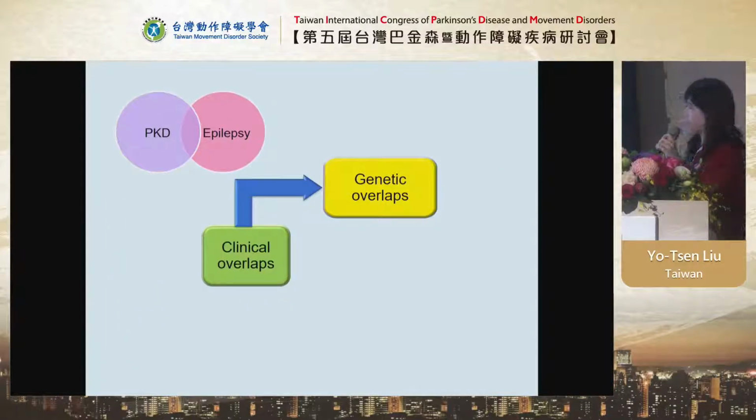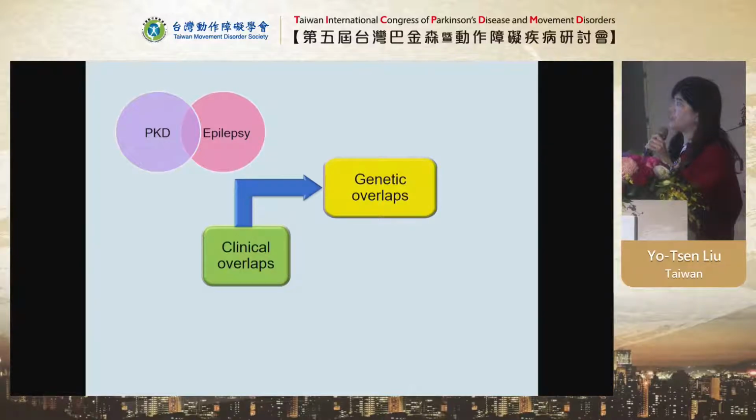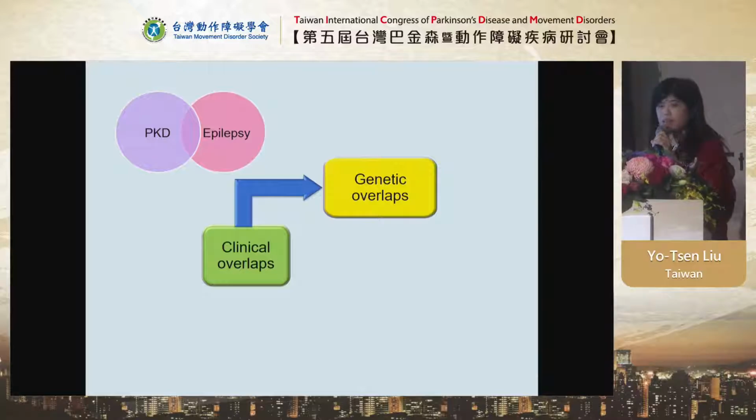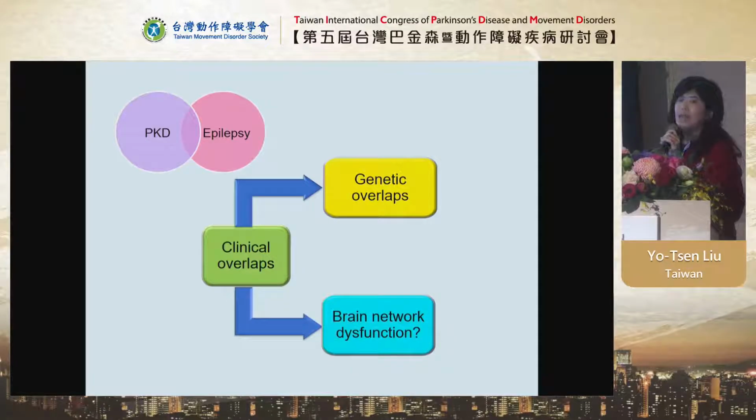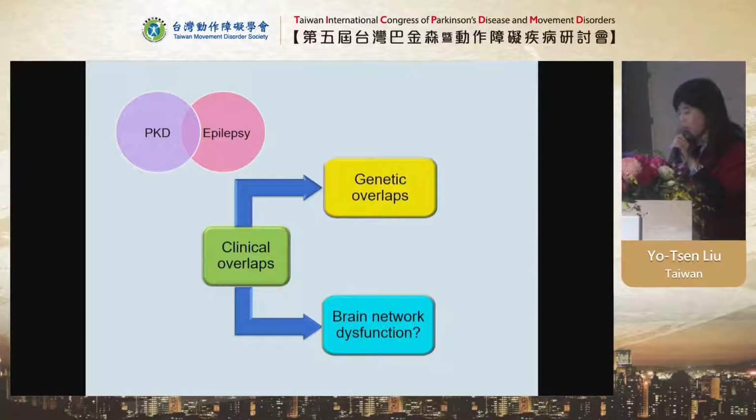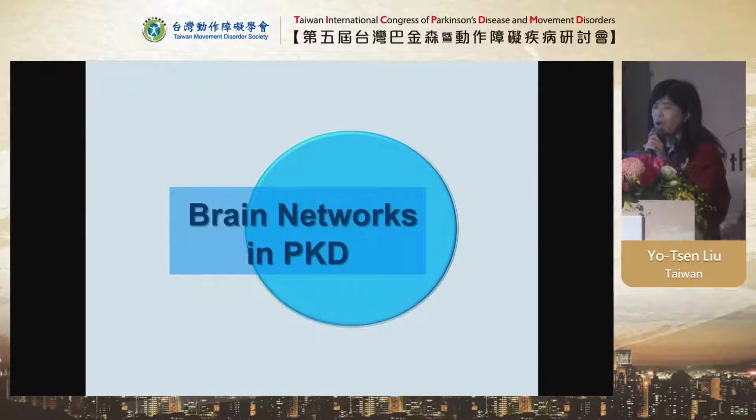Since we now know that PKD and epilepsy have genetic and clinical overlap, and we know epilepsy is a brain network disorder caused by disinhibition and hyperexcitation, is it possible that PKD is also due to brain network dysfunction? So we wanted to look for the brain networks in PKD.